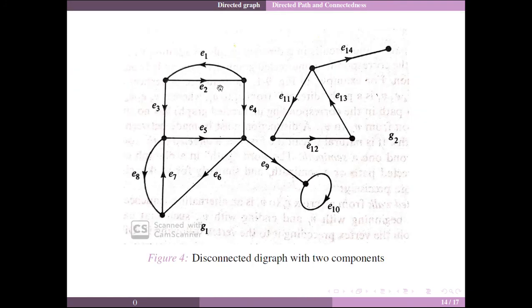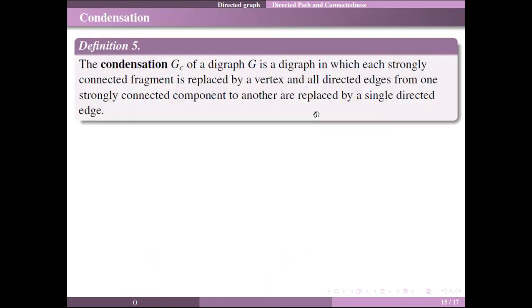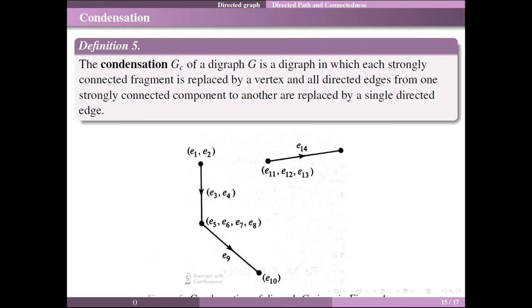Now for this graph, as I told you, E1, E2, E8, E7, E5, E6, E7 can be replaced as a single vertex. E1, E2 can be replaced as a single vertex. E10 can be replaced as a single vertex. And E11, E12 and E13, since they form a strong component, can be replaced as a single vertex. When we replace each by a single vertex and see what the condensation is, we can see that the resulting graph looks like this. So this is the condensation GC of the digraph G.